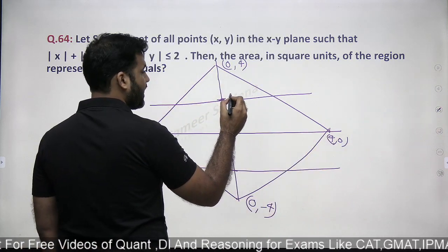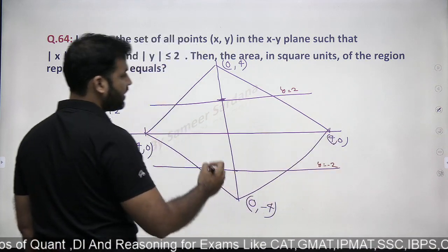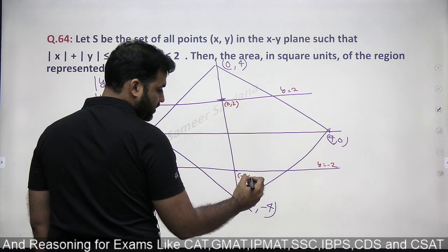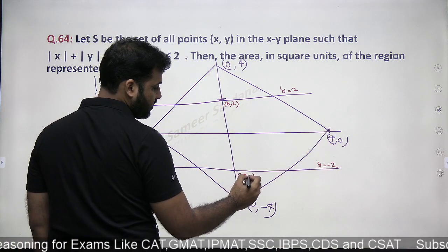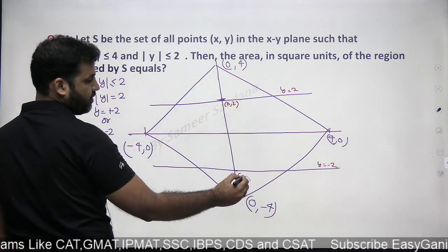This is y is equal to 2. This is y is equal to minus 2, right? So this would be 0, 2, and this will be minus 2, 0. 0, minus 2. This point would be 0, minus 2, right?